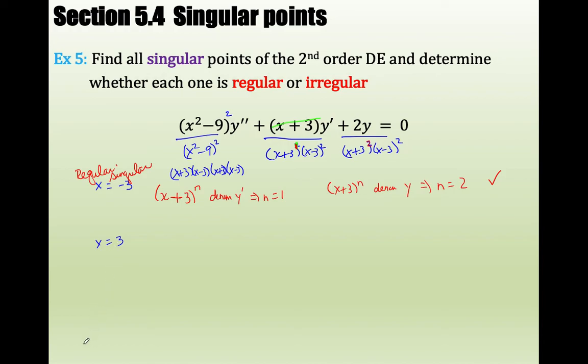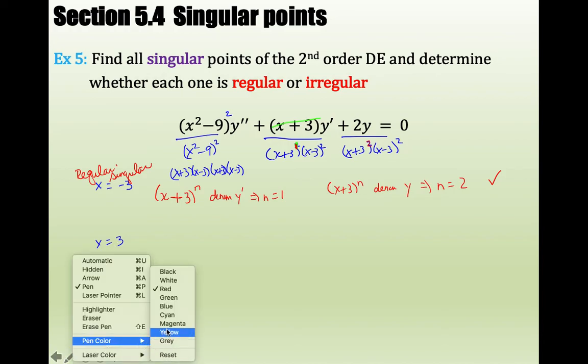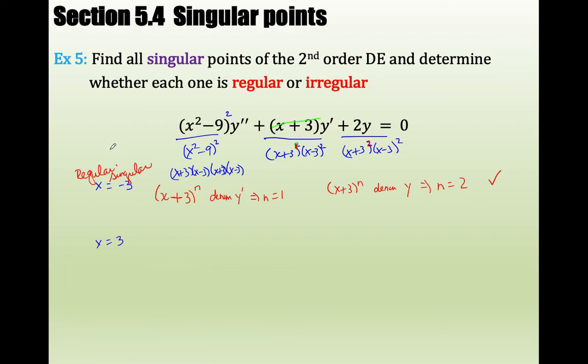How about 3? Look at the factor x minus my point of singularity. How many times does it show up in the denominator of y prime? So who cares? Right? This breaks the rules. So x equals 3 is a point of singularity, but it is irregular.